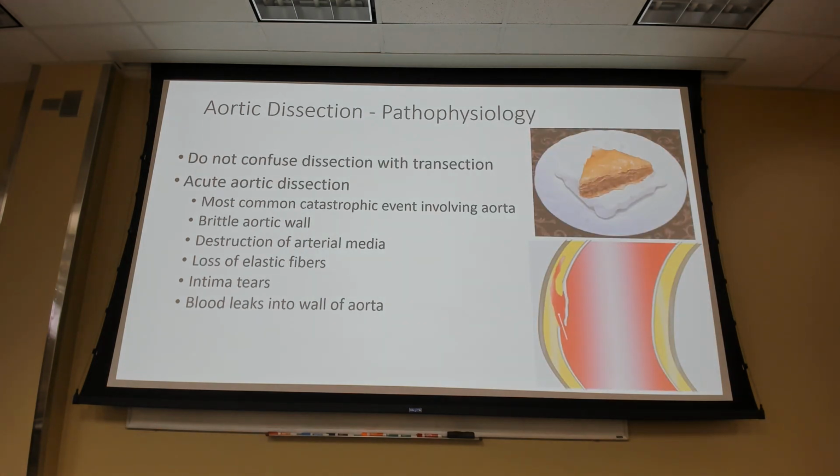So we're talking about dissection and transection. I know the terms can be confusing. Dissection is basically a tear in the wall, and then you have a leakage of fluid, typically somewhere in the media, and it can create a very large lesion depending on where it's located and how significant it is, which is what's concerning. A transection is a complete laceration of all three layers. So typically with trauma, we're worried about a transection.